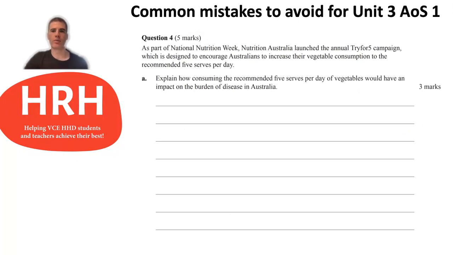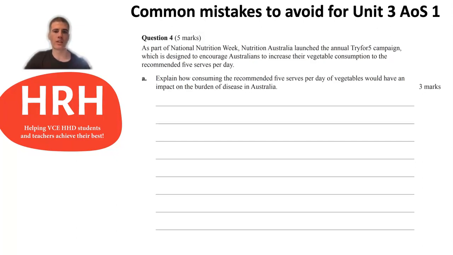This is an example of a question from a past exam that shows you that a question can reference burden of disease, but not specifically ask about YLL, YLD or DALYs, and still expect references to these as part of your answer. You can see this question started by mentioning that as part of National Nutrition Week, Nutrition Australia launched the annual Try for 5 campaign, which was designed to encourage Australians to increase their vegetable consumption to the recommended 5 serves per day. Then the question, for 3 marks, was to explain how consuming the recommended 5 serves per day of vegetables would have an impact on the burden of disease in Australia.